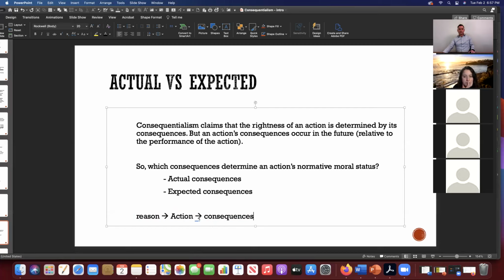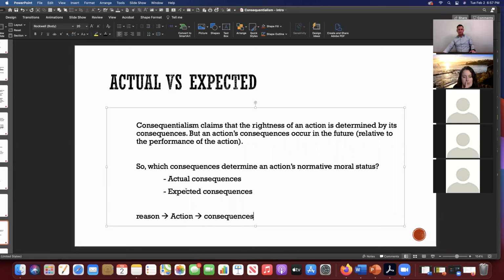So then, if the actual consequences are the things that matter, then there's a sense in which we perform the action. We have to wait for the consequences to emerge. And then we could look back and say, okay, our action was morally right, or it was morally wrong, depending on what happened in the future relative to the performance of the action.